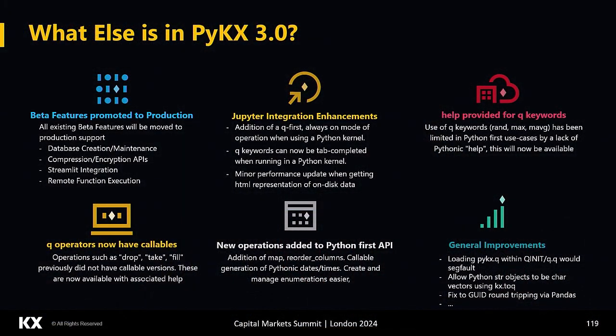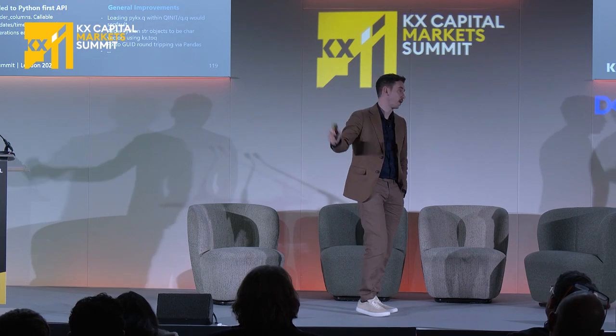So beta features promoted to production basically covers off 6 main features. The database maintenance creation functionality that I mentioned before has been moved from a beta status into something that we would be willing to stand behind users using. Compression and encryption APIs, Streamlit integration, remote function execution, which essentially allows you to operate locally but run your Python logic on a Q server, and a multi-threaded mode of PyKX are basically now all promoted to production.